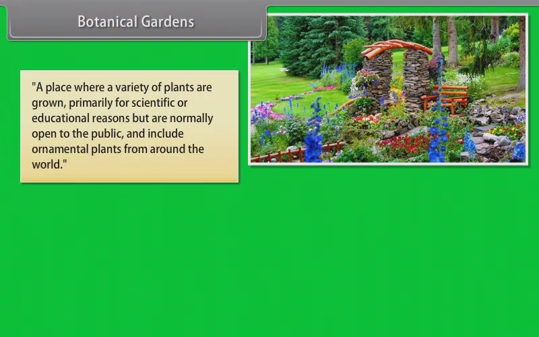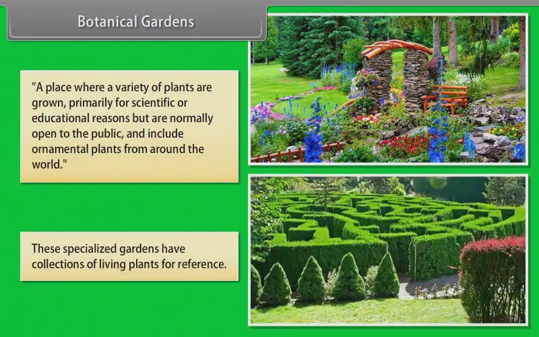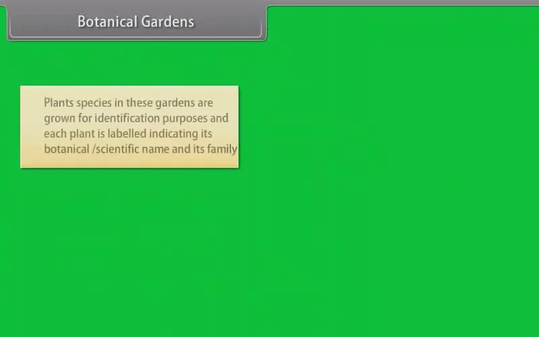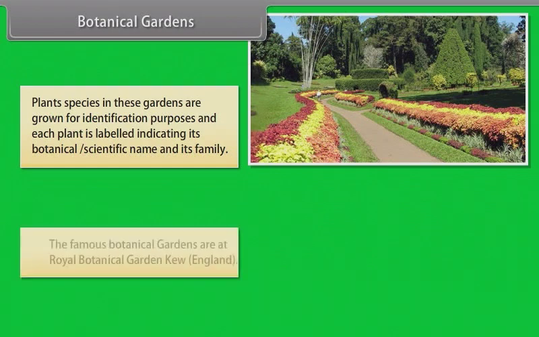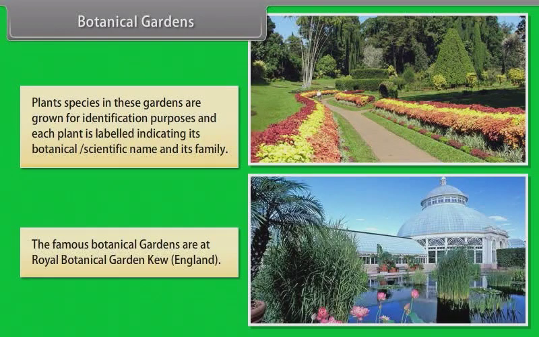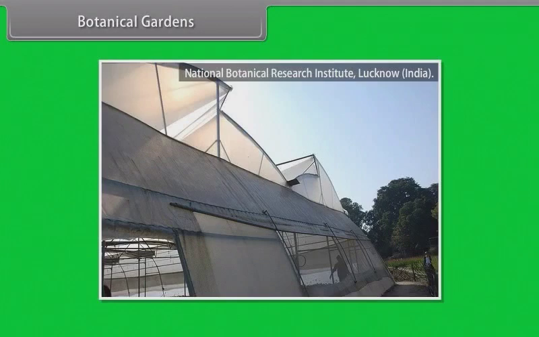Botanical gardens: A place where a variety of plants are grown, primarily for scientific or educational reasons, but are normally open to the public and include ornamental plants from around the world. These specialized gardens have collections of living plants for reference. Plant species in these gardens are grown for identification purposes, and each plant is labeled indicating its botanical scientific name and its family. The famous botanical gardens are the Royal Botanical Garden, Kew, England, and the famous Indian Botanical Research Institute, Lucknow, India.